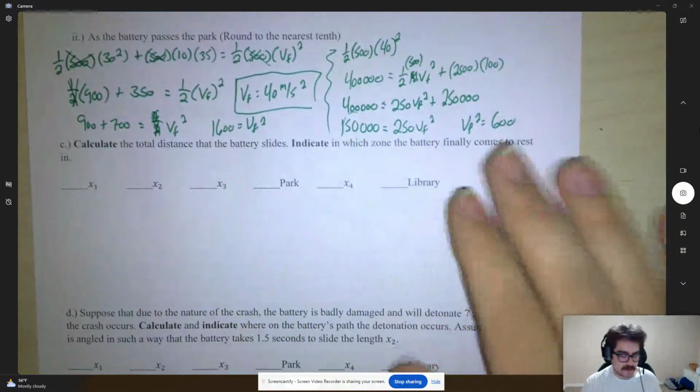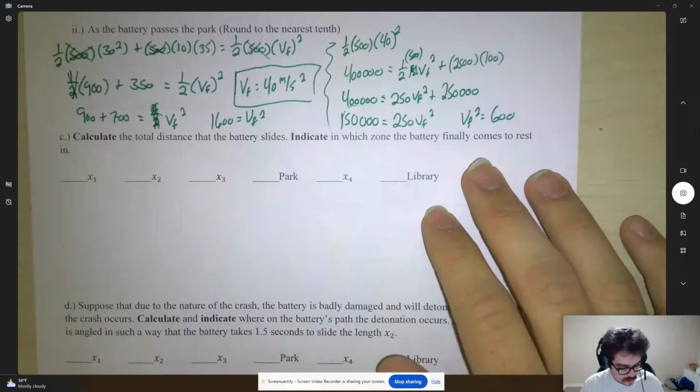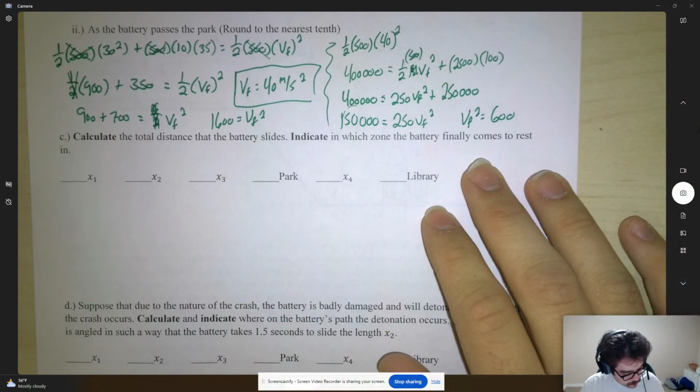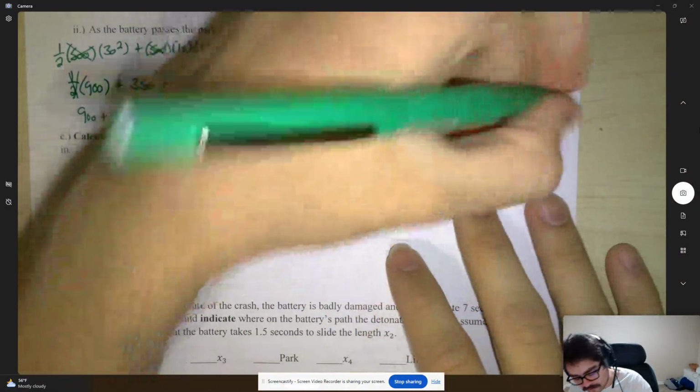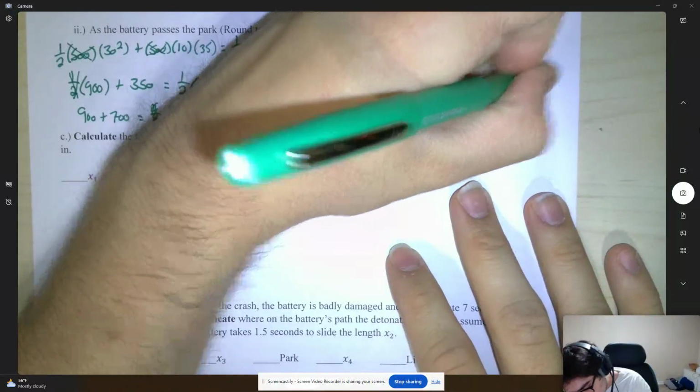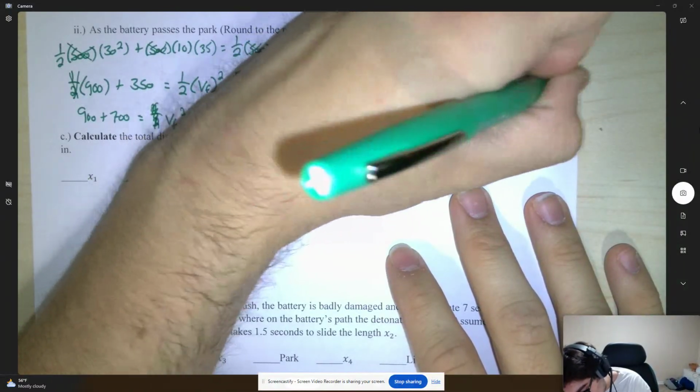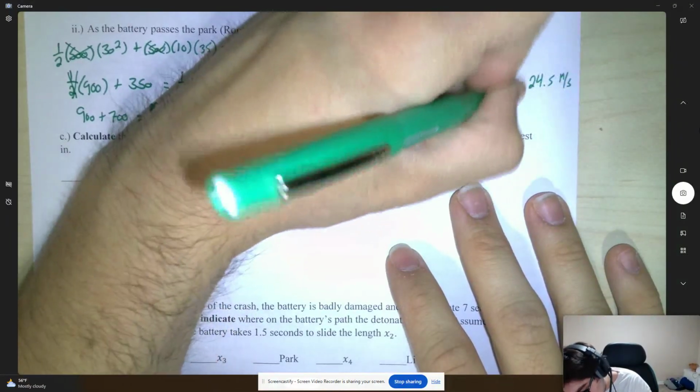And this is not going to be a pretty number. That's why I asked you to round to the nearest tenth. So this is going to be the square root of 600. Where's my square root button? Oh, no, that's squared. This is going to be the square root of 600. And you should get 24.49, which I'm going to round to 24.5. Okay, so v final is equal to 24.5 meters per second.